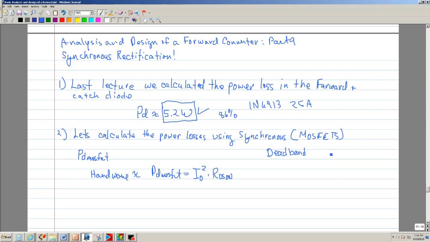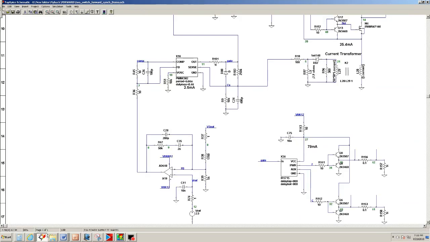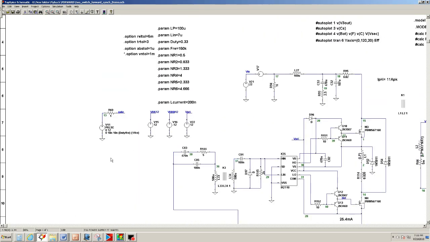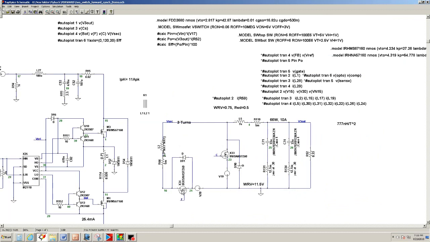The dead band is when the forward MOSFET and the catch MOSFET are both off. Because if this MOSFET is on and this MOSFET is on, this being the secondary, you have circulating current. You've shorted your output, and that current is going to be reflected to your primary, and you're going to have huge current in your primary. That's what you want to avoid. This circulating current, we sometimes call cross conduction. So that's another word you want to be aware of.